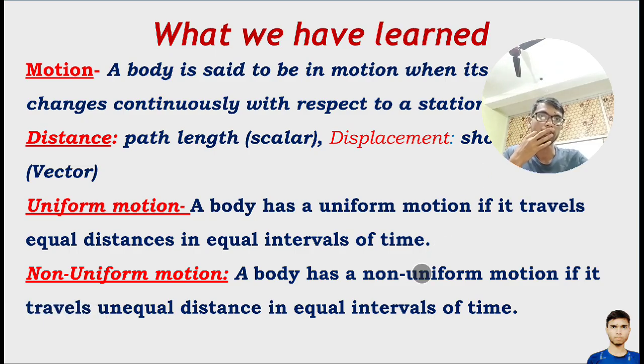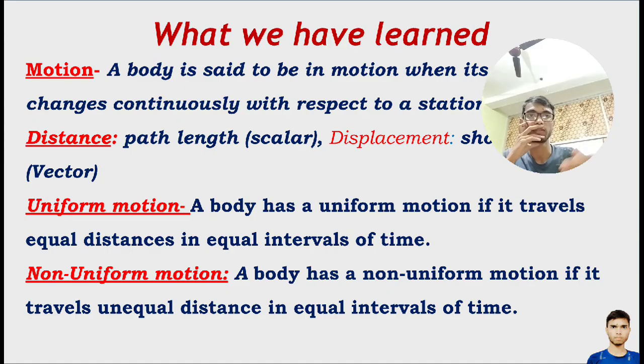After 1 hour, how much distance is a moving object covering? Let's assume 35 kilometers. Again, it covers the same distance within the same time. This type of motion of an object will be considered a uniform motion. This is uniform motion.